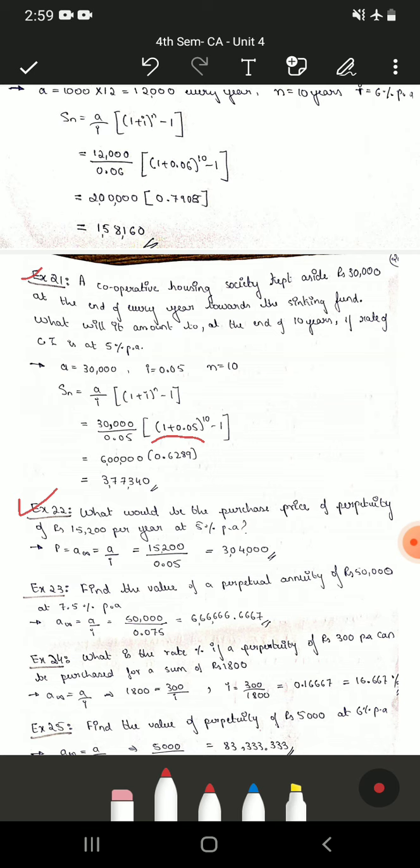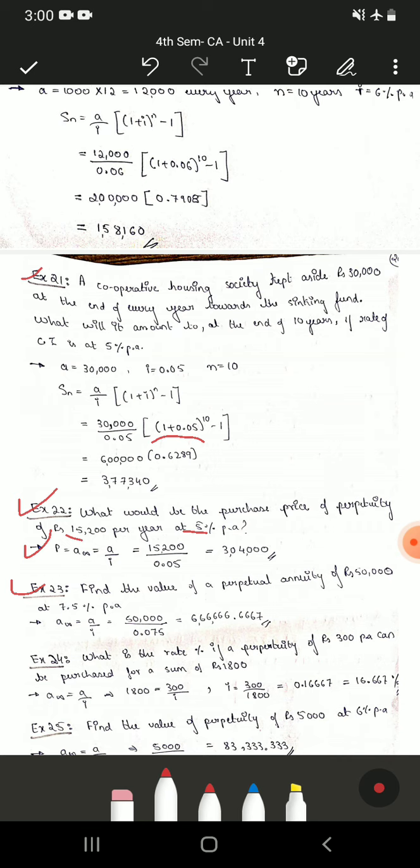The 22nd problem is: what would be the purchase price of a perpetuity of rupees 15,200 per year at 5% per annum? In the set of formulas we had seen the formula for perpetuity: P, or A to the suffix infinity, is equal to A by i. A is the annual payment and i is the rate of interest. These questions can be asked for 2 marks. Here A is 15,200 and interest is 5%, so it is 0.05. Therefore P, or A to the suffix infinity, is 3,04,000 rupees.